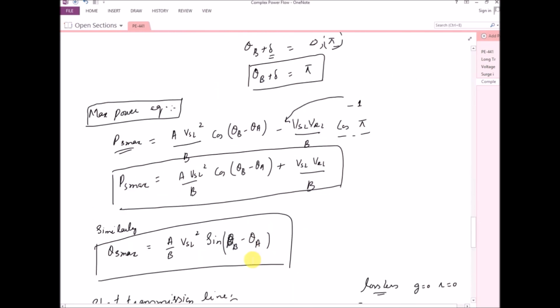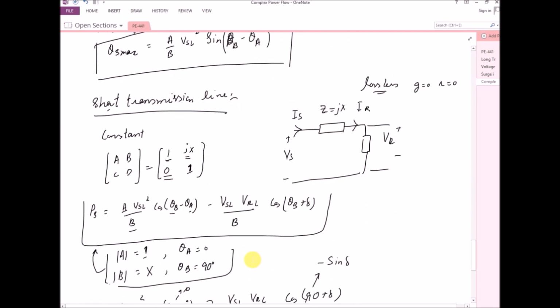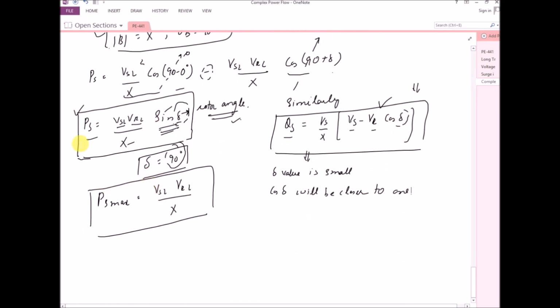Then I applied those equations on the short transmission line. We used the ABCD constants, and we calculated the equations for the sending end real power and the sending end reactive power. And we found out that the sending end real power depends on the rotor angle of the synchronous generator, and the reactive power from the sending end is dependent on the difference of the voltage between the sending and receiving end.